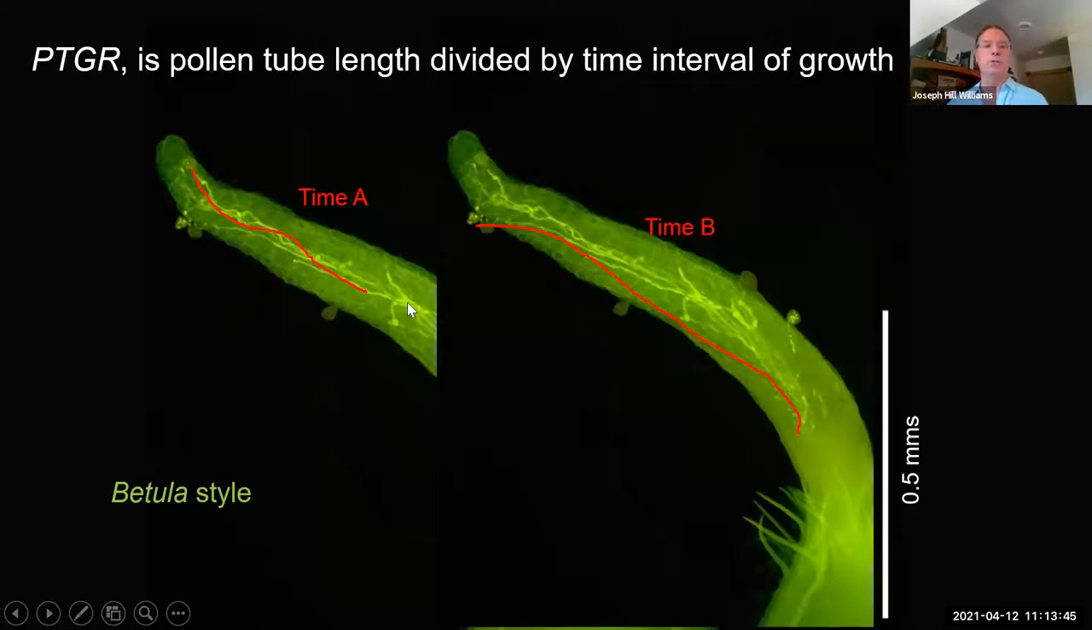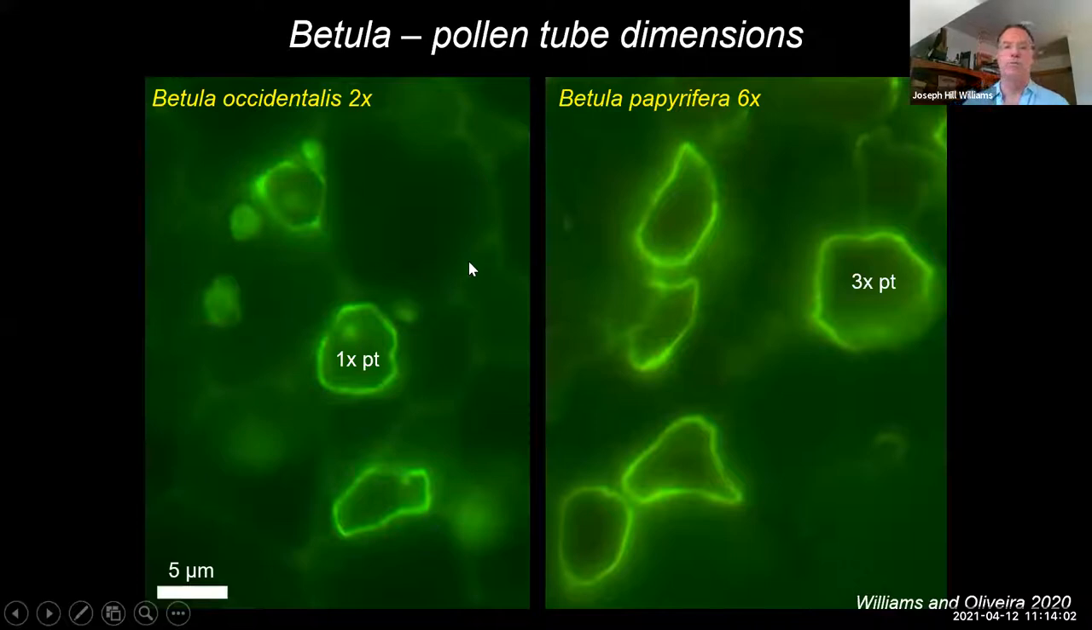And here's how you do it. You take a style with pollen tubes growing through it, you stain them, and you collect them at time A and time B, and then you subtract the lengths at time A from those at time B, and you get the average amount of distance the pollen tube has grown per unit of time. And then you take the material from time B, and you put it in glycol methacrylate, which is like a plastic, and then you section it really thin, like 5 micron thick sections. And then you stain it and look at it under the microscope and measure the width of the wall, which you can actually do, and the circumference. And then you multiply those two together to get the amount of wall material per one unit of growth. Here you can see a diploid pollen tube of Betula occidentalis and a triploid pollen tube of Betula papyrifera.